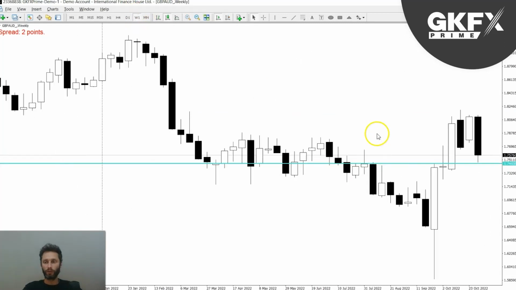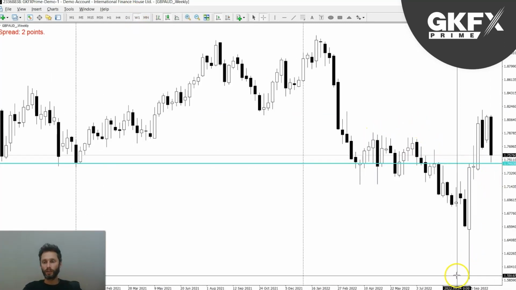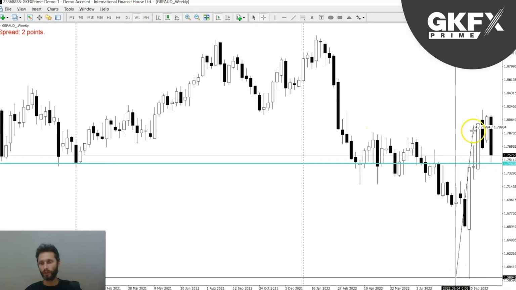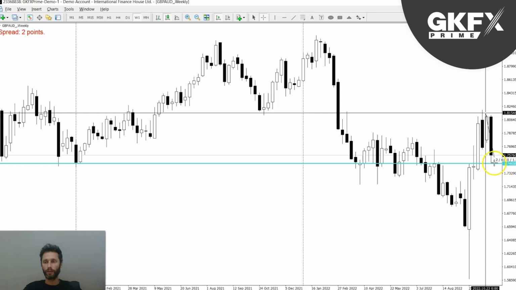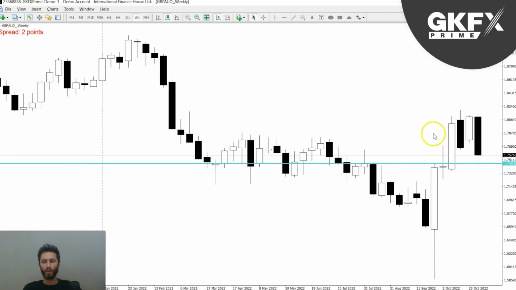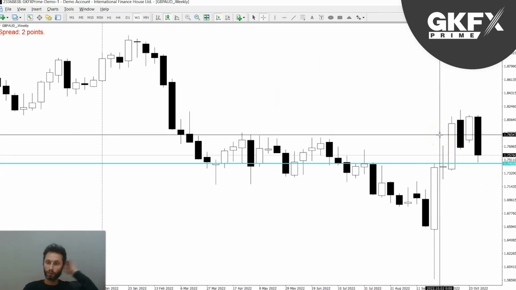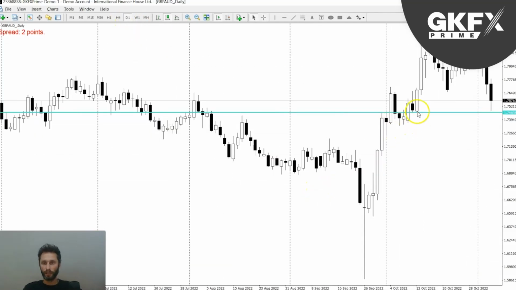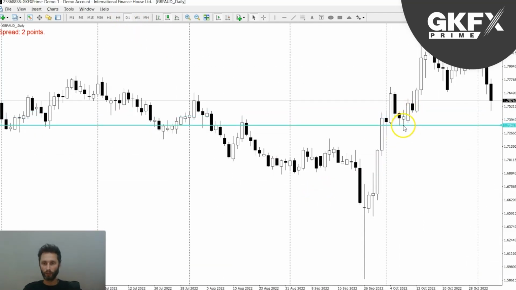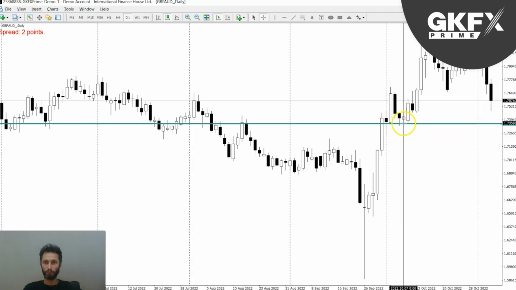Looking at the Pound Aussie on the weekly once again. So again, we see a similar picture to the Euro New Zealand, an initial very, very bullish move. And now we are in this retracement phase. So the question is, where are we going to come down to in this retracement? If I look on the daily, we have a level here, and we also have a level down here.